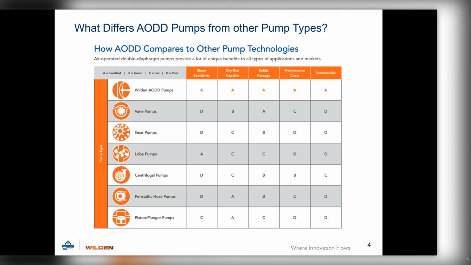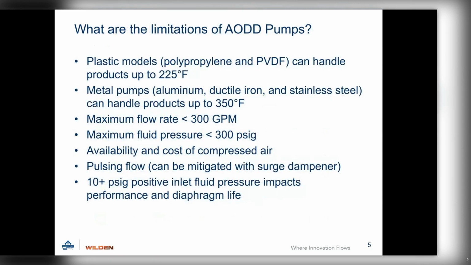So as we start looking at the diaphragm pump, we think, well, why not standardize on this pump across the board? Well, there are limitations, right? Plastic models made of polypropylene and PVDF can handle products only up to 225 degrees Fahrenheit. So if you need anything higher temperature than that, then our plastic pumps will not work. We do offer metal pumps in aluminum, ductile iron, and stainless steel, and they can handle products up to 350 degrees Fahrenheit. Now, the metal can go higher, but our limiting factor is going to be our diaphragms, and our diaphragms have a maximum temperature of 350 degrees Fahrenheit. So anything higher than that, you would have to go to a different pump technology.